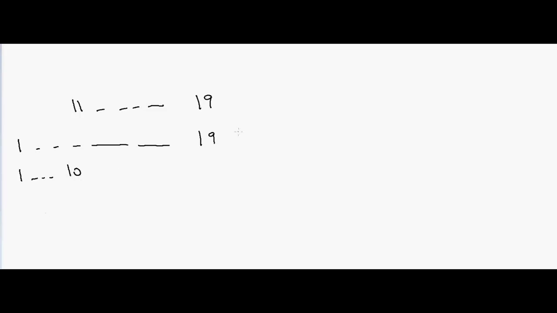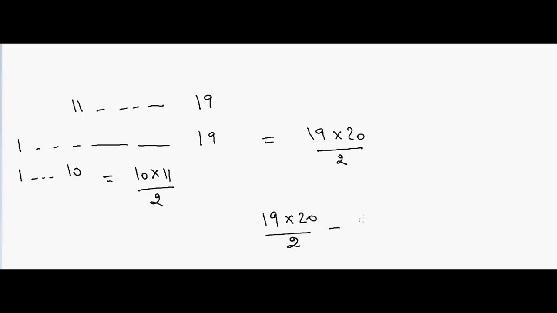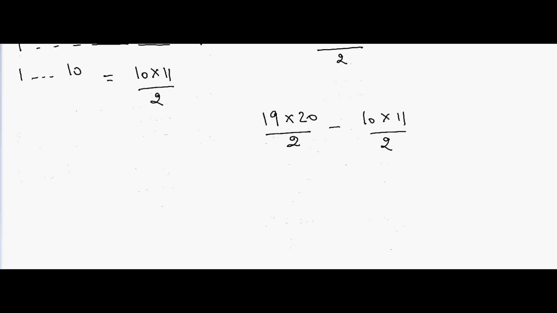So how will I do that? So 1 to 19 will be equal to 19 into 20 divided by 2, and 1 to 10 will be equal to 10 into 11 divided by 2. So if I subtract both, that will be equal to 19 into 20 divided by 2 minus 10 into 11 divided by 2. So that's how I can do the addition in sequence which do not start from 1.